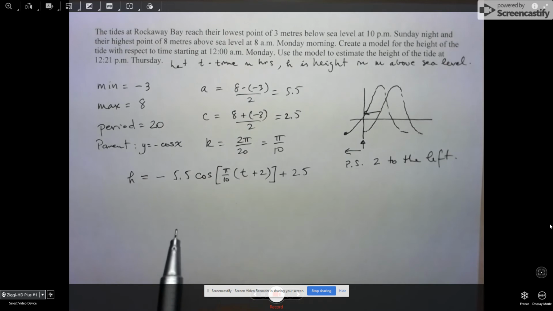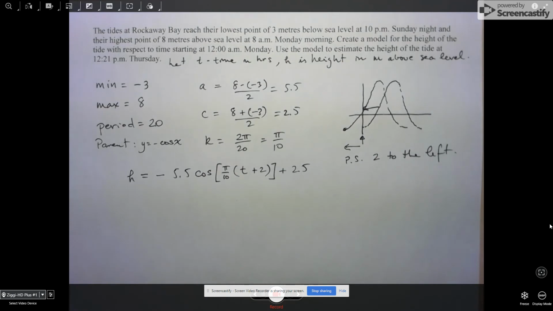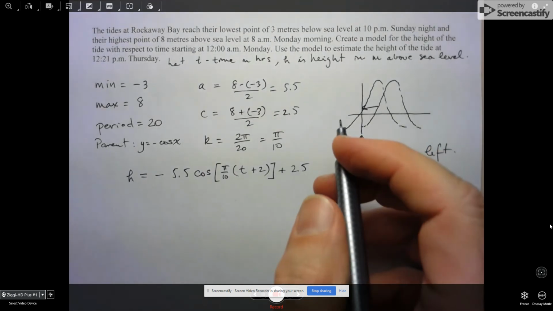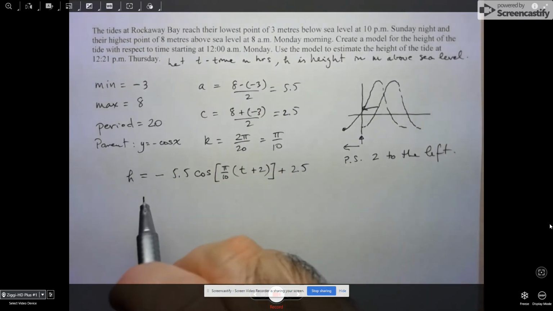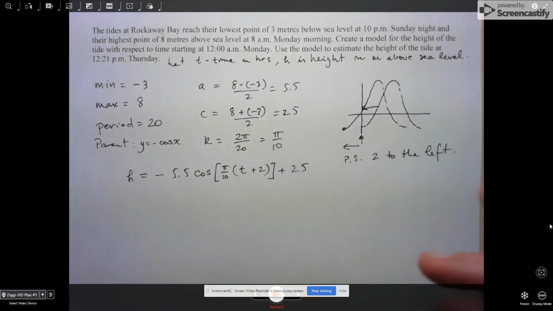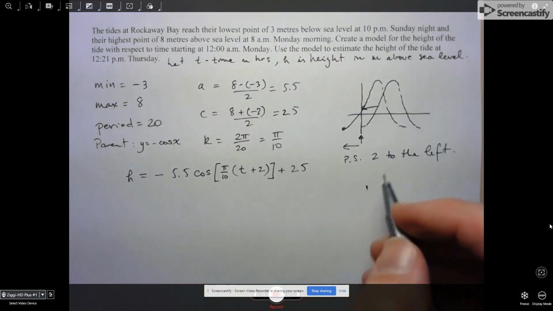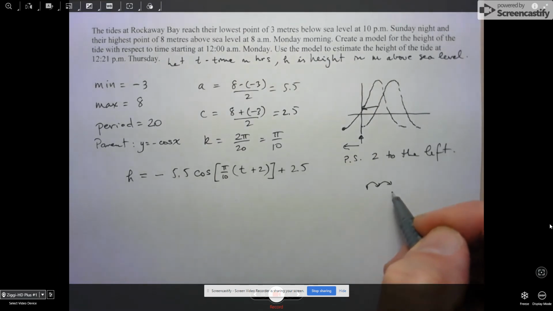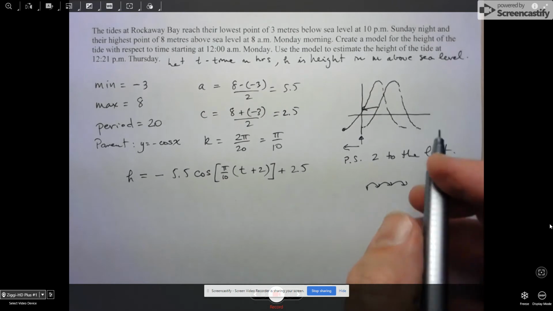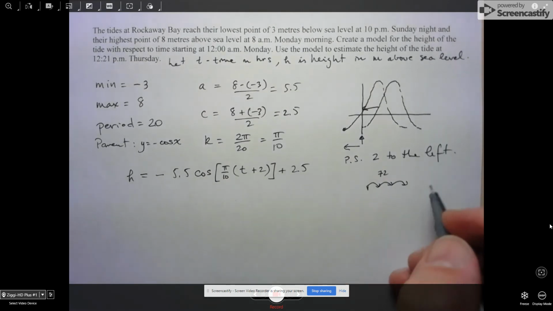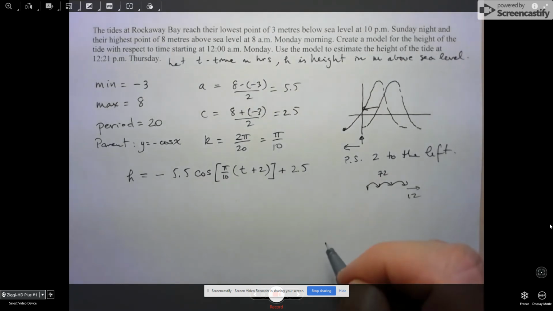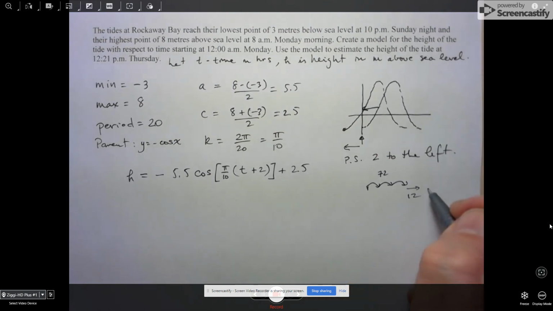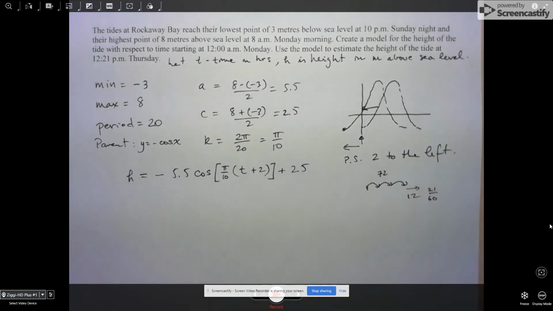Let's see if we can solve the second part that they're asking us, which is the height of the tide at 12:21 p.m. Thursday. All right, so we just have to figure out how much time has elapsed from 12 a.m. Monday to 12:21 Thursday. Okay, so here, if this is Monday 12 a.m., so Tuesday 12 a.m., Wednesday 12 a.m., Thursday 12 a.m., so that's 3 days, so 72 hours. Okay, then we're going to 12 p.m., so that's another 12 hours, and then 21 minutes. Be careful, that's not 0.21, it's 21/60th of an hour. Okay, 60 minutes an hour.